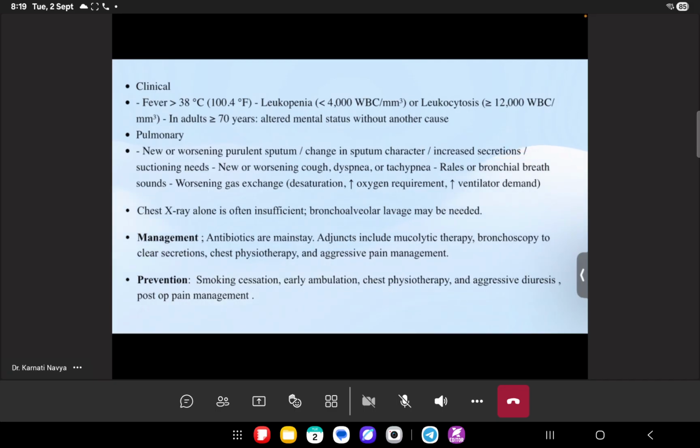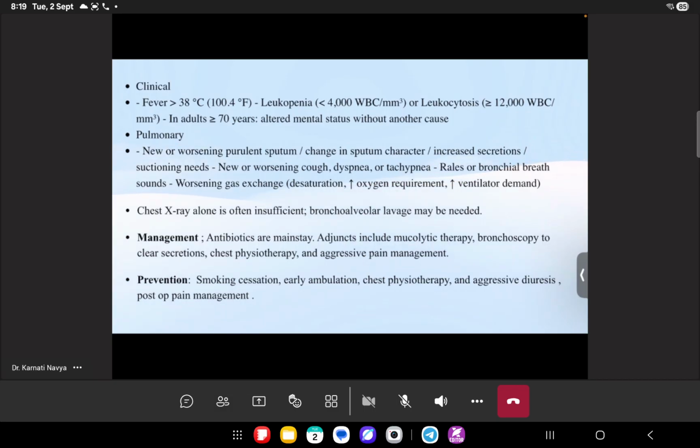The pulmonary criteria: new or worsening purulent sputum, or change in the sputum character, increased secretions, or suctioning needs; new or worsening cough, dyspnea or tachypnea; rales or bronchial breath sounds; worsening gas exchange, which is desaturation, increased oxygen requirement, or increased ventilator demand. Chest X-ray alone is not sufficient for the diagnosis. Bronchoalveolar lavage may also be needed.